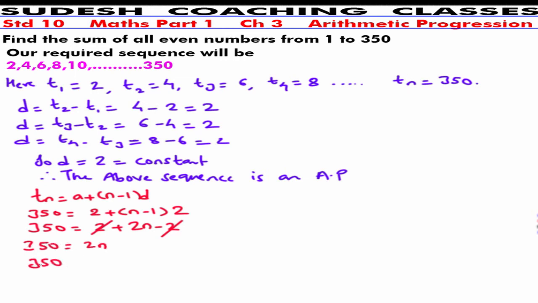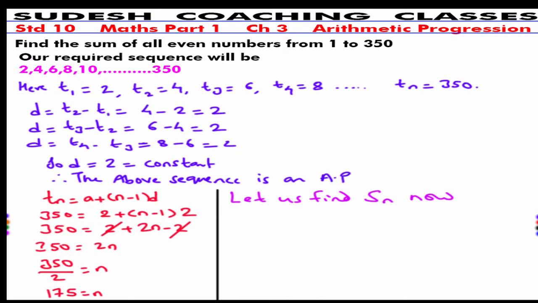What about multiply by 2? It goes over there and becomes divided by 2, equal to n. What is half of 350? That is equal to 175, equal to n. So there are 175 terms.